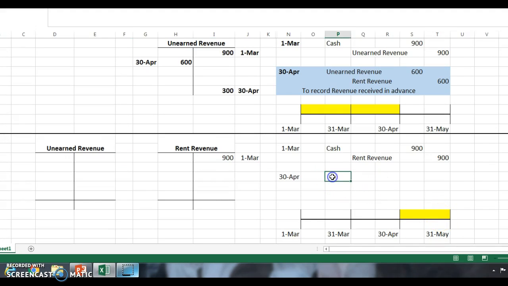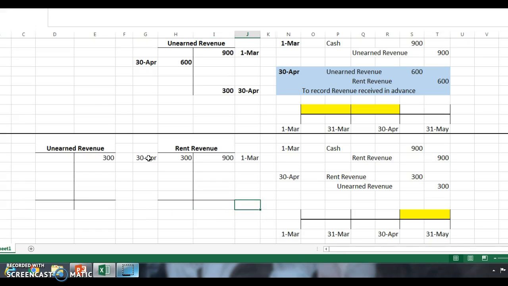So what would that entry be? We would now be lowering our rent revenue for $300 and appropriately recording it by year end as unearned revenue, $300. Okay, so on 4/30, we have a debit of $300 to rent revenue and a credit of $300 to unearned revenue.